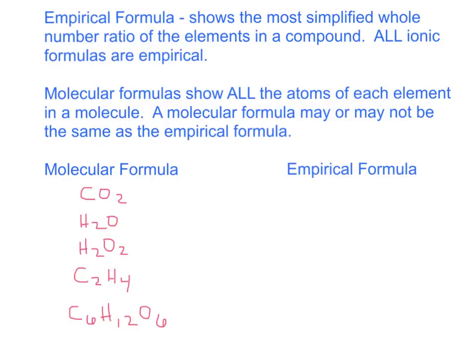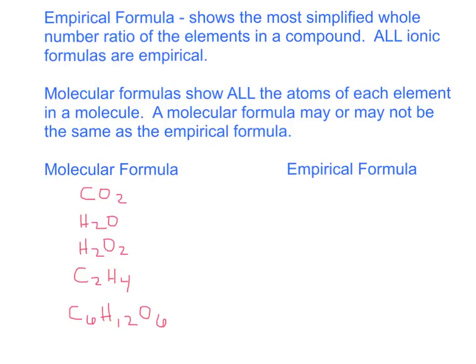All right, so what is the empirical formula? This is the first thing you should probably write down. It shows the most simplified whole number ratio of the elements in a compound. For example, all ionic formulas are empirical. And we showed you how to reduce them. If it's a reducible ratio, you're making an empirical formula when it's reduced as far as it will go.